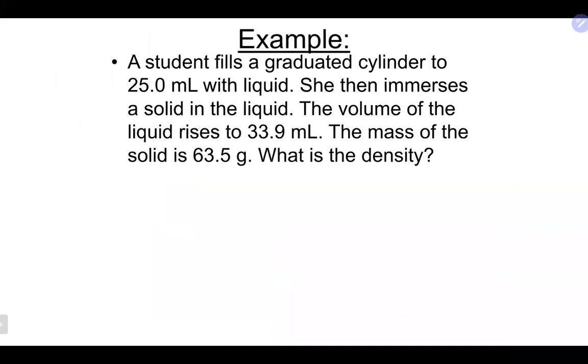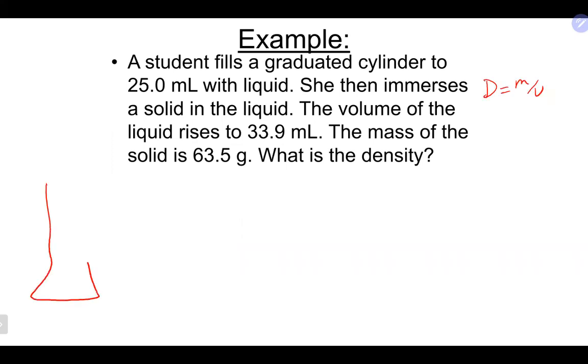So a student fills a graduated cylinder up to 25 milliliters with a liquid, then puts a solid in it. It goes to 33.9 milliliters. Mass is 63.5. What is the density? Take a minute or two, see what you come up with here.